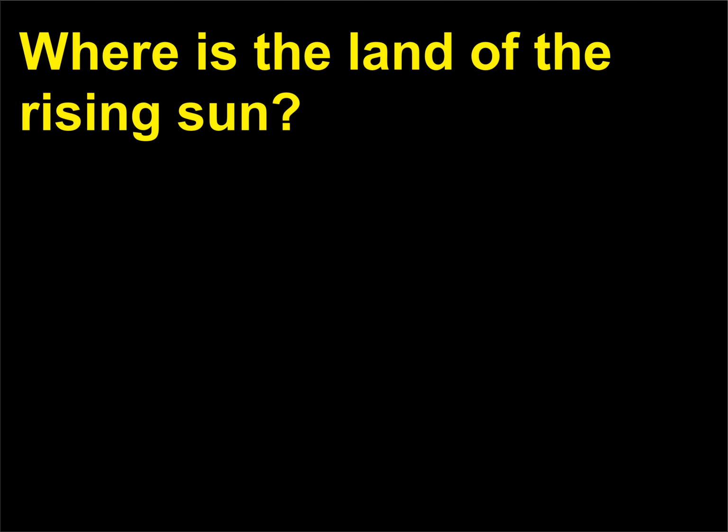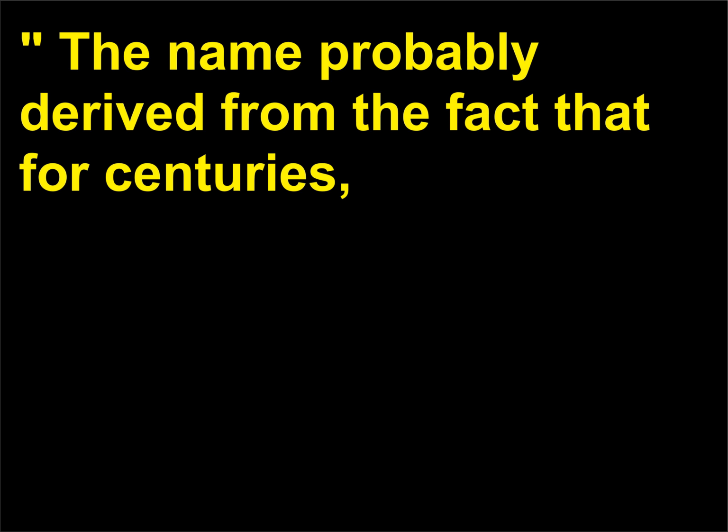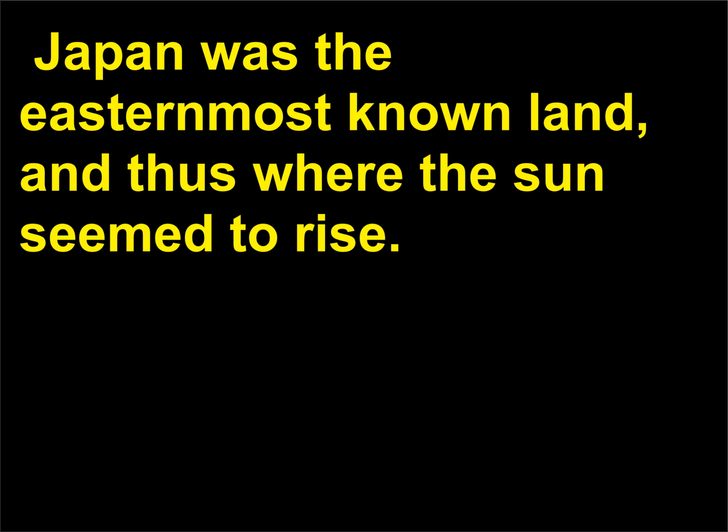Where is the land of the rising sun? The Japanese name for Japan, Nippon, which means origin of the sun, evolved into land of the rising sun. The name probably derived from the fact that for centuries, Japan was the easternmost known land, and thus where the sun seemed to rise.